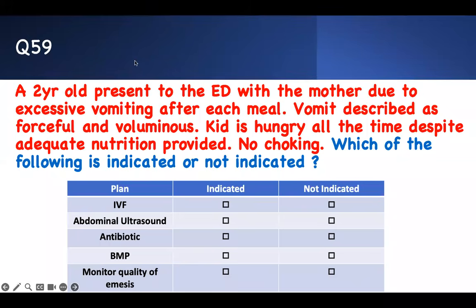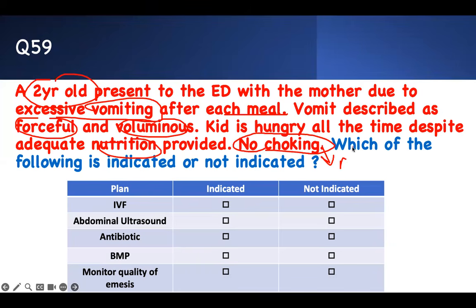Next question. Case study. Small, short one. I don't want to do 6-1. Which of the following is indicated and not indicated? A 2-year-old, age is important, presents to the emergency room with the mother due to what? Excessive vomiting after each meal. Buzzword, you should know by now. Vomit described as what? Forceful, buzzword, and voluminous. Kid is hungry all the time despite adequate nutrition provided. So you're giving them adequate nutrition, but they vomit every time they eat. It is voluminous and what? Forceful. There is no choking. No is good. That means you can rule out other problems.